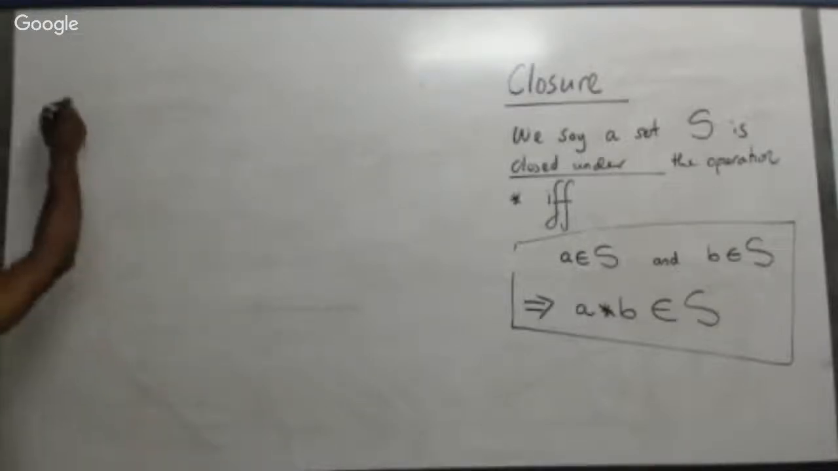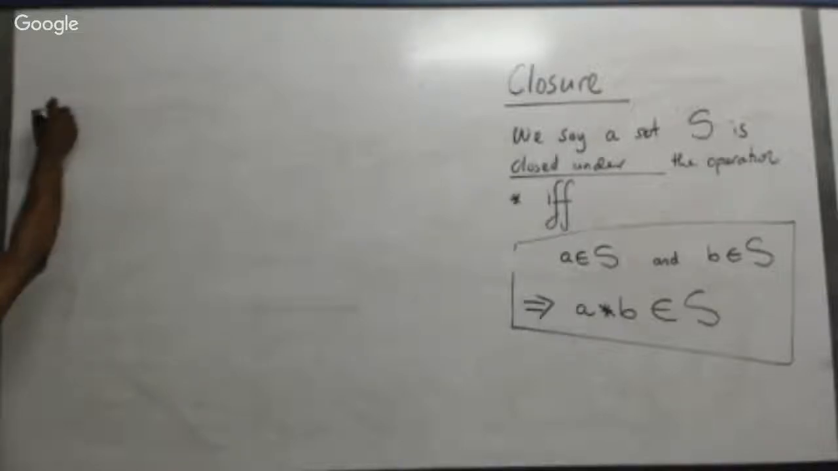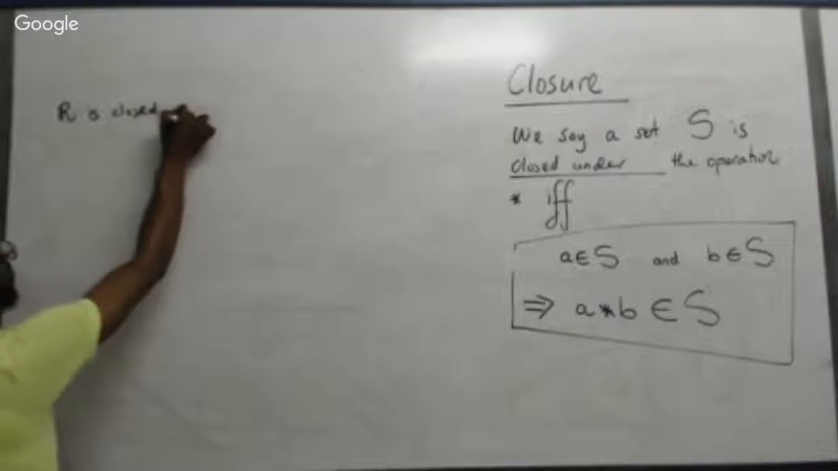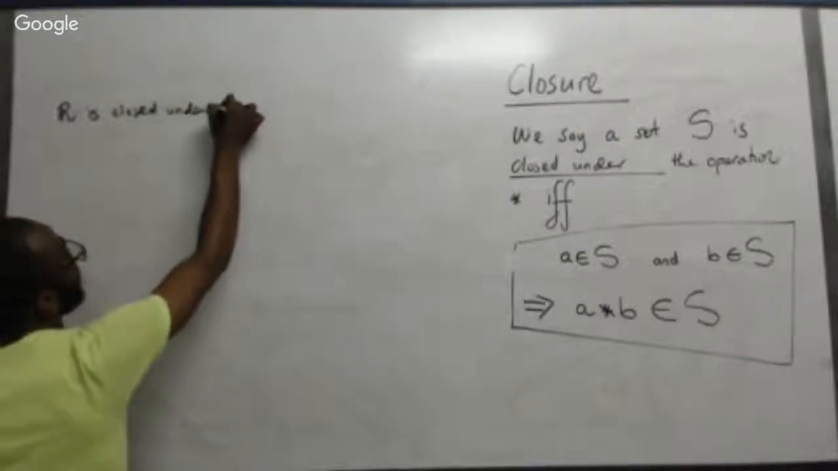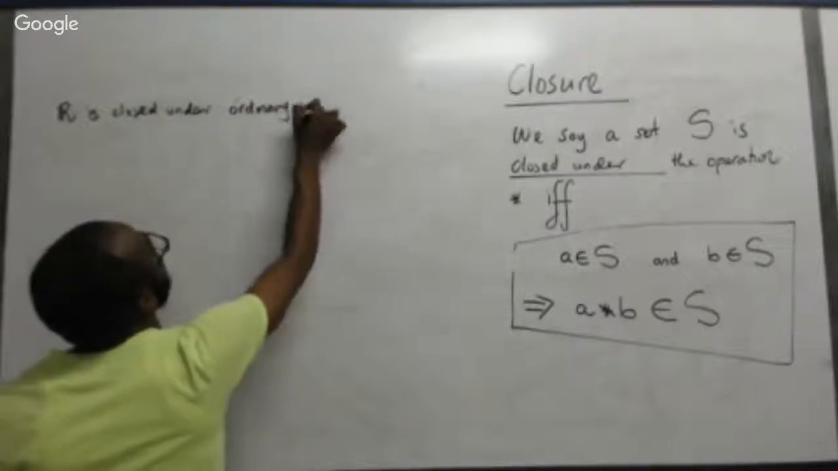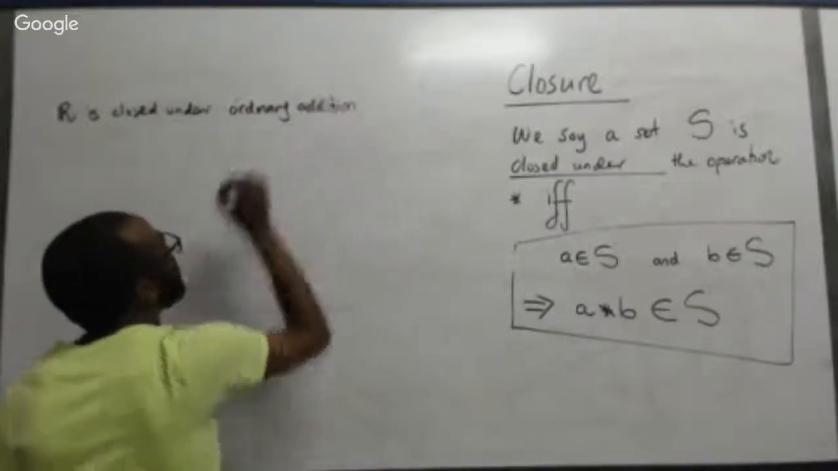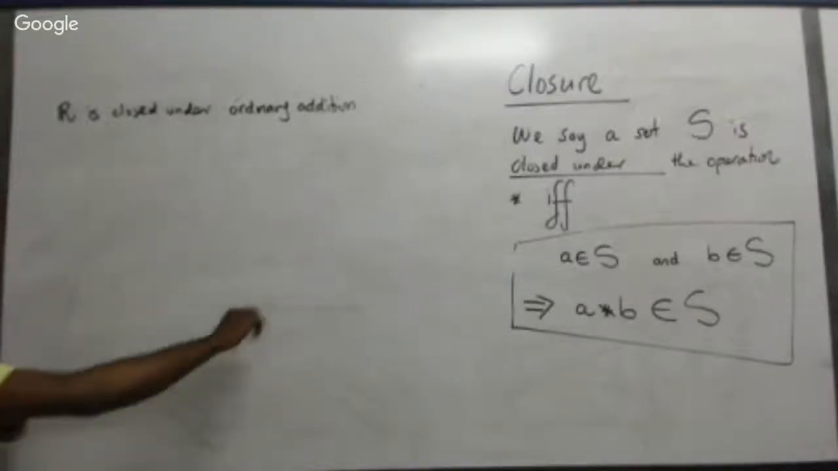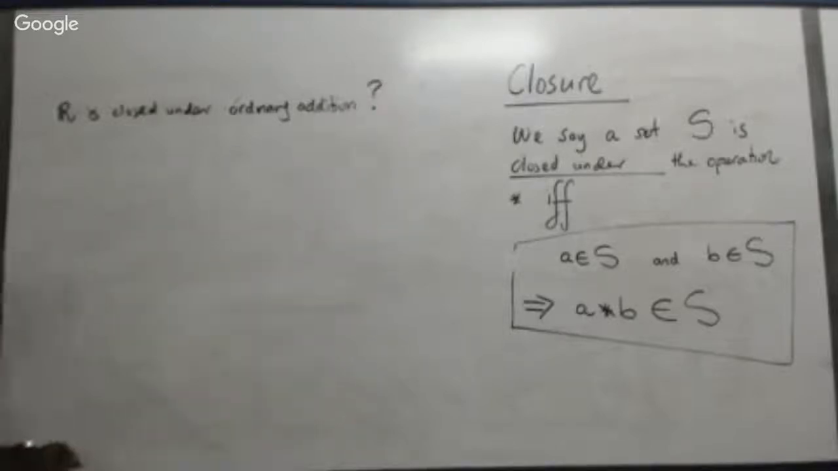So let's figure out whether or not we can say the real set is closed under what we will call ordinary addition. Why? Because sometimes we talk about some addition that is not ordinary at all, right? So, question, is the real set closed under ordinary addition? Yes or no?